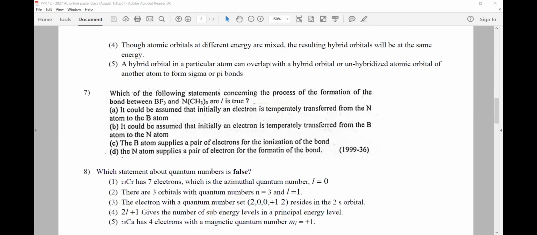Seventh question. Tell me what is the answer first of all. It's a very ancient question, 1999. What is the answer you selected for that? It's about BF3 and NCH3 twice. Will anyone get an answer for this one?